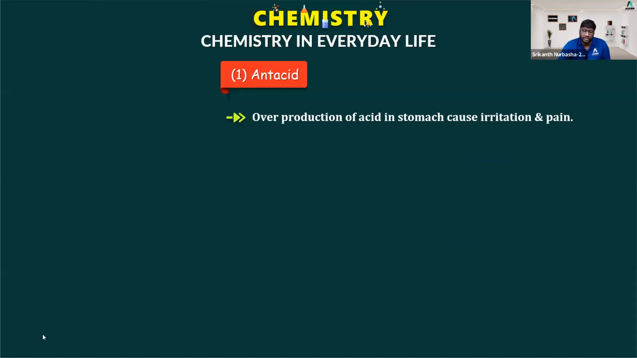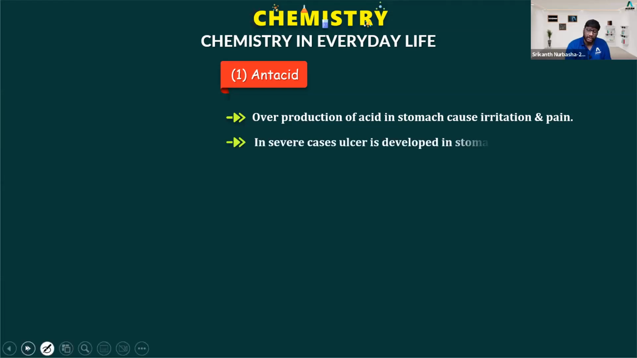If acid is formed in the stomach, I think I have explained about these antacids earlier also when we were discussing pH, common ion effect and all. Anyone remember? Yes, sir. There we have already told you that whatever acid is produced inside our stomach will have a pH of 2, that is very strong acid. So a strong acid concentration means it will cause irritation and pain. In severe cases, ulcer is developed in the stomach. If we are not taking proper medication, ulcer can also develop in the stomach.